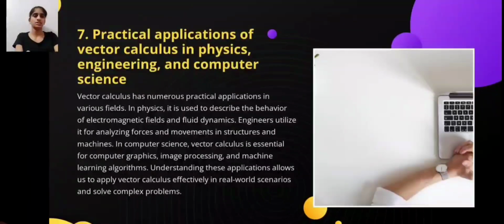And the seventh application is the practical application of vector calculus in physics, engineering, and computer science. Vector calculus has numerous practical applications in various fields. In physics, it is used to describe the behavior of electromagnetic fields and fluid dynamics. Engineers utilize it to analyze forces and movements in structures and machines. In computer science, vector calculus is essential for computer graphics, image processing, and machine learning algorithms. Understanding these applications allows us to apply vector calculus effectively in the real world and solve complex problems.